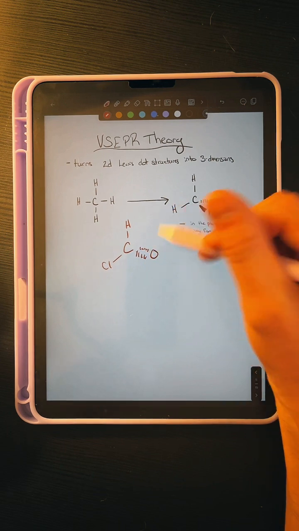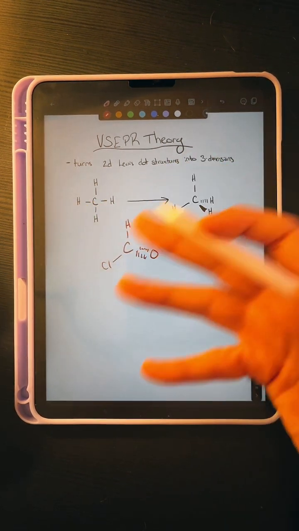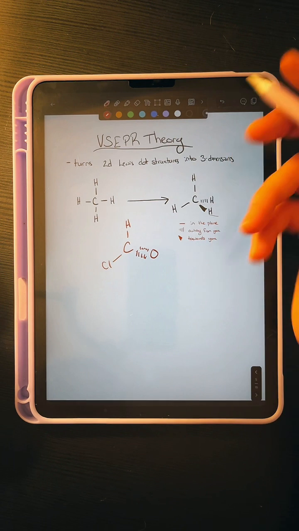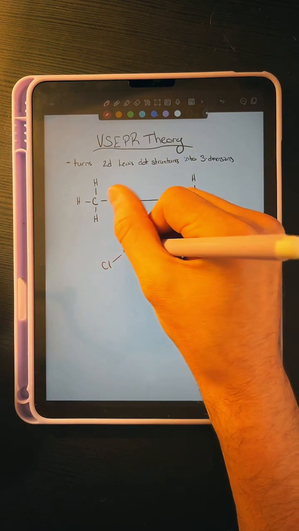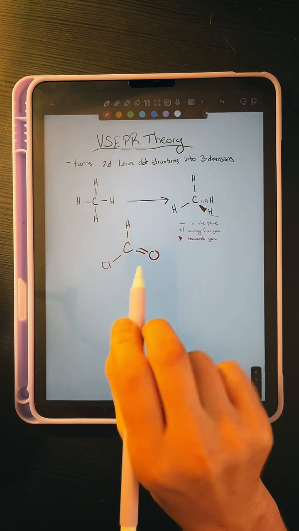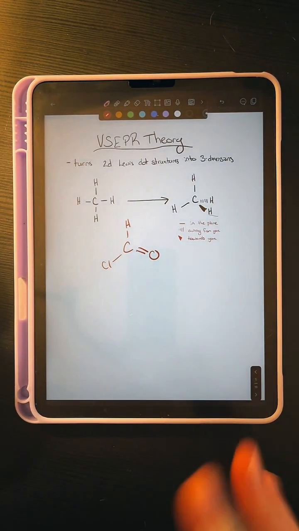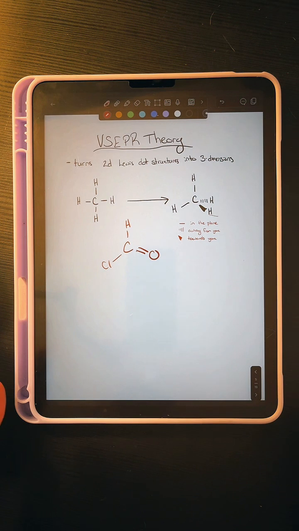This doesn't really tell us a lot. It's very messy. And so what we like to do is we just do a double bond like this. So we try to keep our double and triple bonds in the plane if possible.